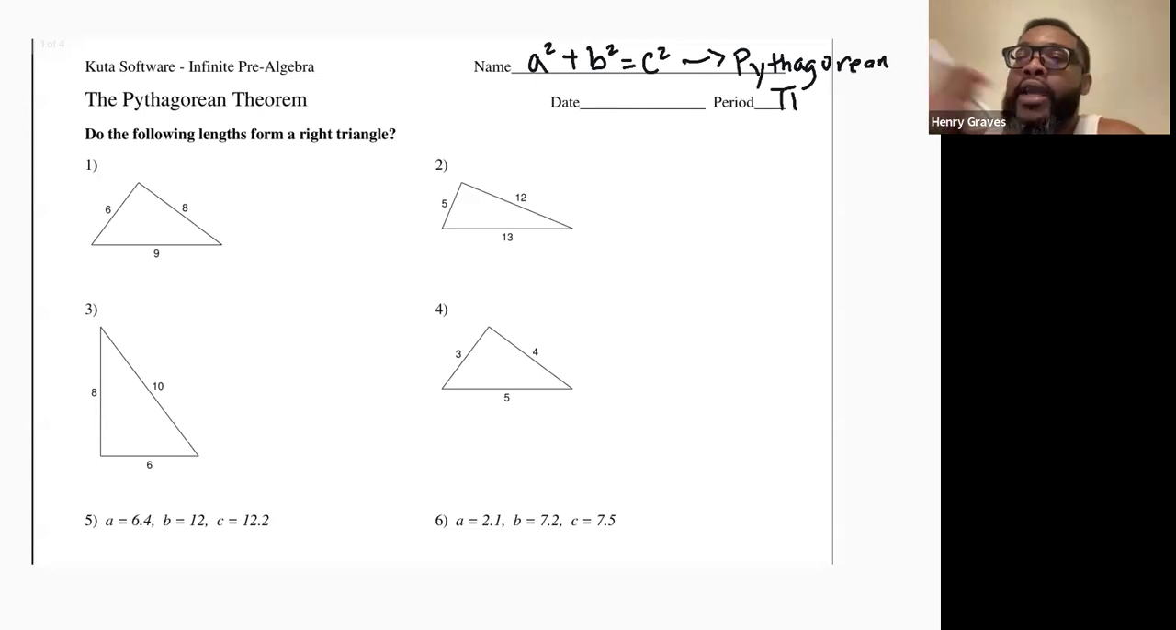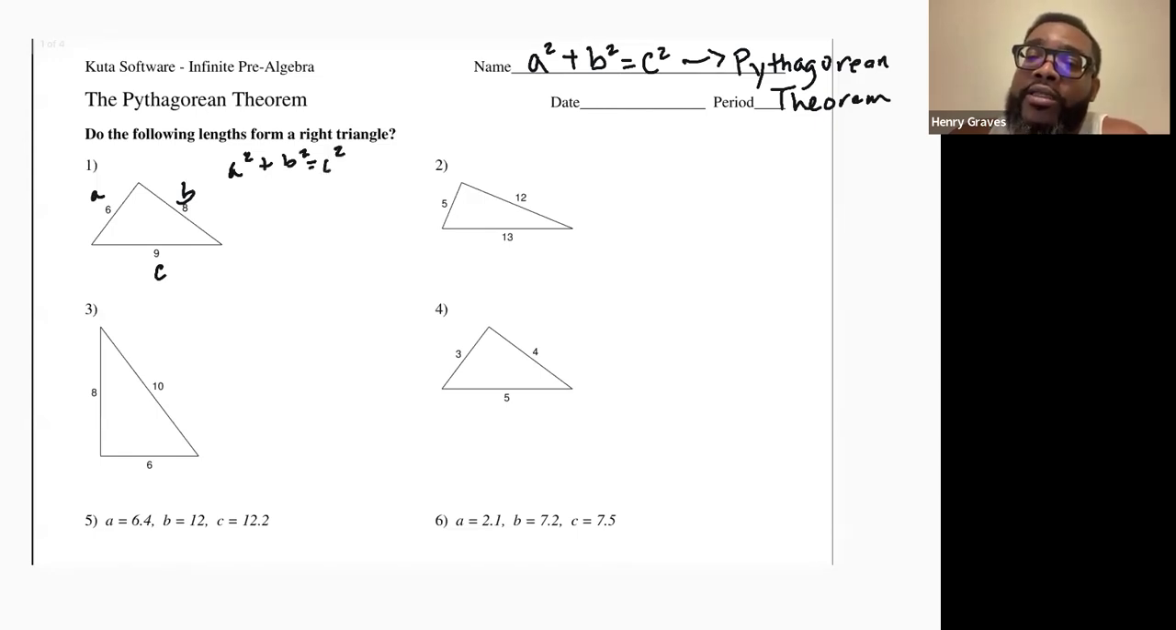So in this case, remember, on the triangle for number 1, my smallest side is going to be labeled by A. My second biggest side is going to be my B, and my biggest side is going to be my C. So I'm going to plug these into my formula, a squared plus b squared equals c squared. So I know first a, I'm going to do 6 to the second power, which is 6 times 6, which is 36.